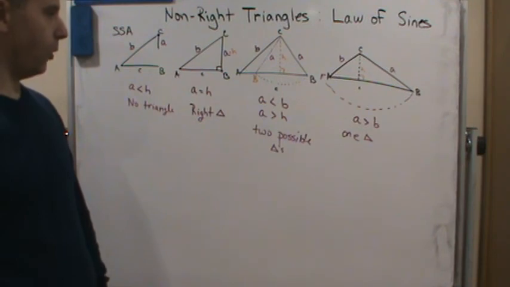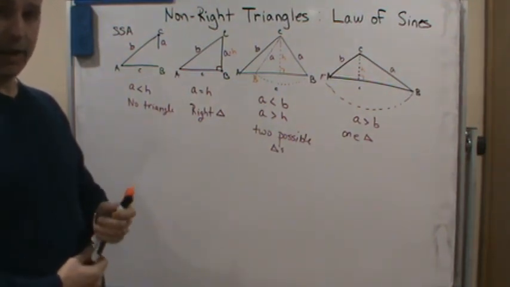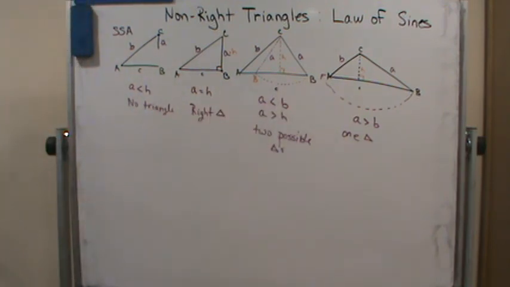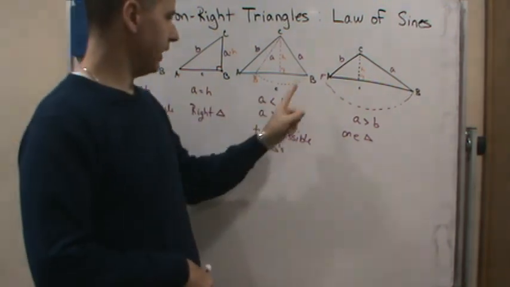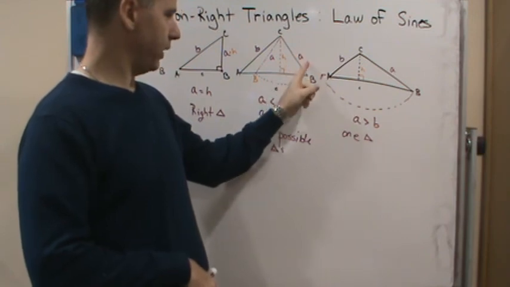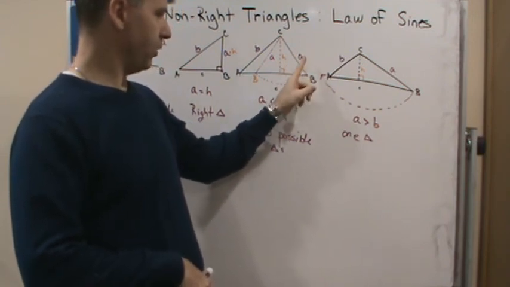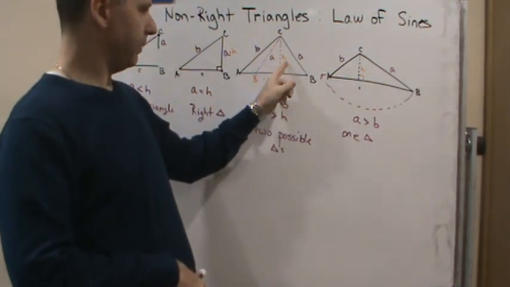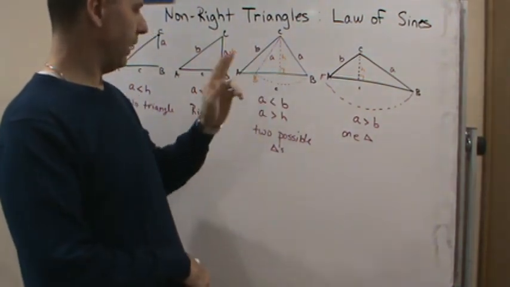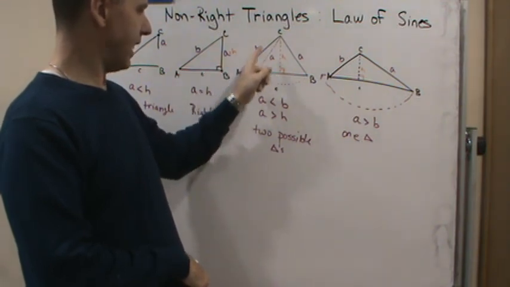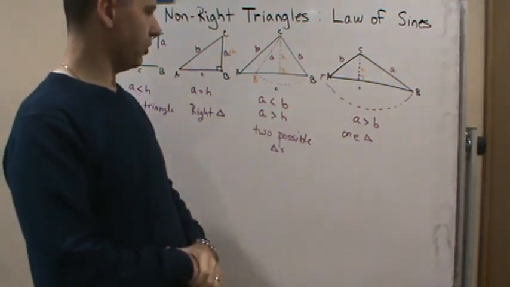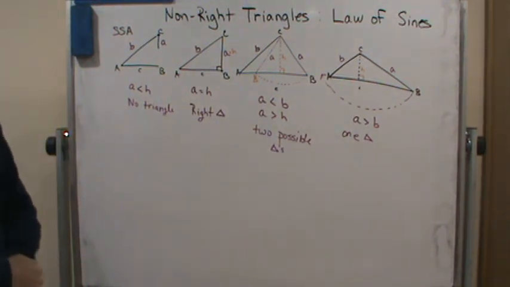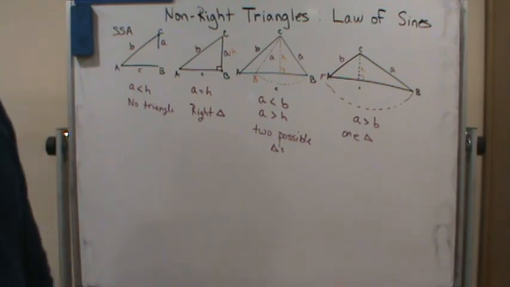Keep that in mind as you're solving these, because you could end up with one of these cases. If one of the sides that you know is less than the other side, but bigger than the altitude, then you have the ambiguous case, and you've got to solve accordingly. Okay, we'll come back and do an example.